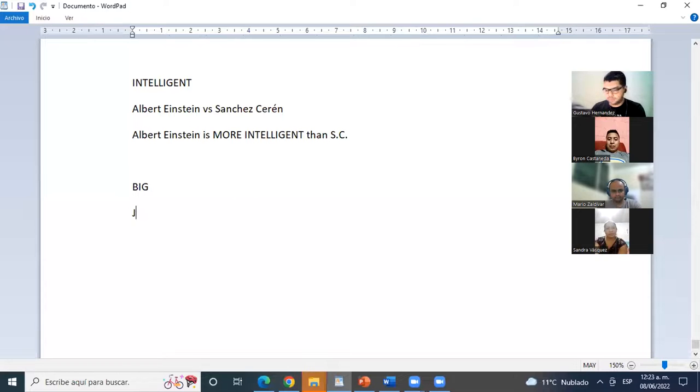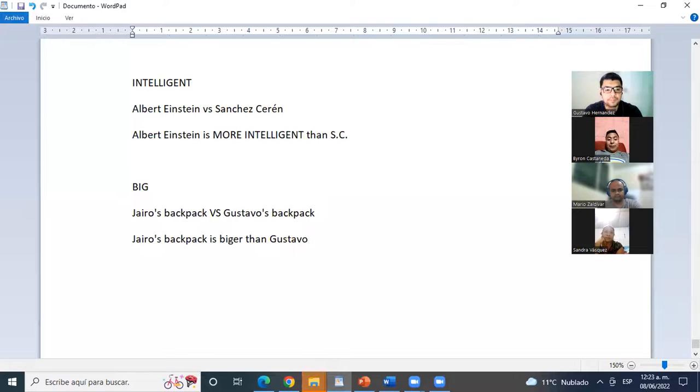Okay. So how do we make that comparison? Big. We're gonna say we have Jairo's backpack versus Gustavo's backpack. How do we make a comparison here? Jairo's backpack is bigger than Gustavo's. Awesome. Okay, is this okay? No. Why not? Double G. Exactly. All right.